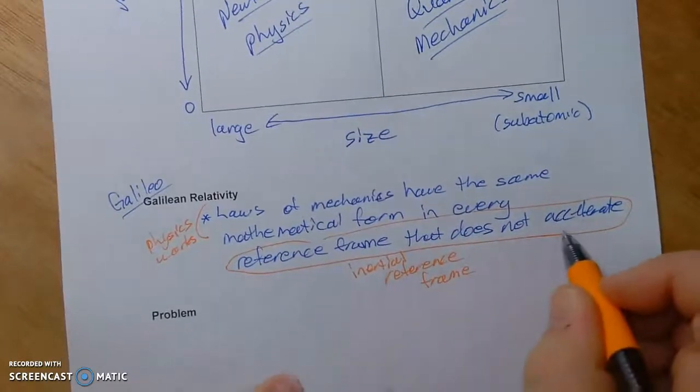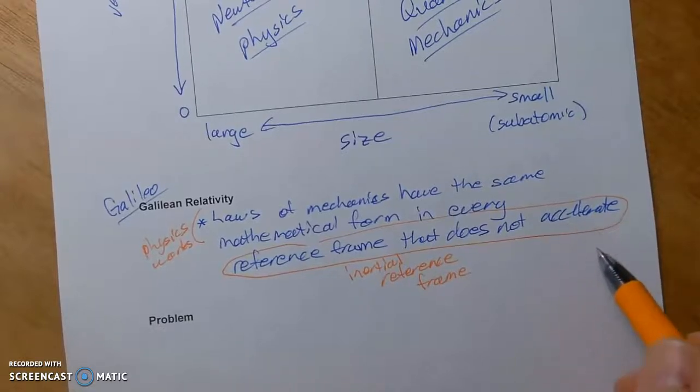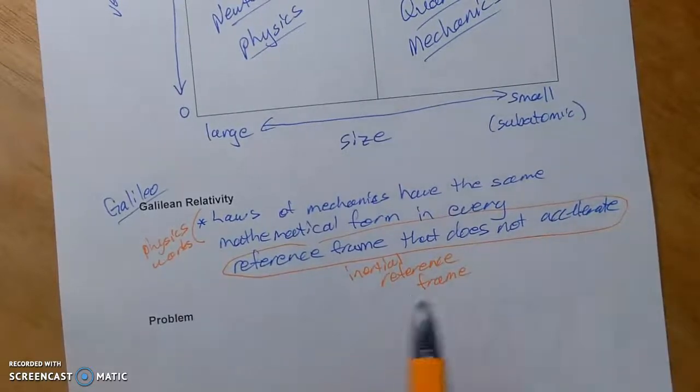But a frame that does not accelerate does not mean that it's standing still. Acceleration is the change in velocity, so we're just looking for a zero change in velocity. So it could be something that is sitting still and not moving at all, or it could be something that's moving at a constant speed. Okay, we see this all the time.